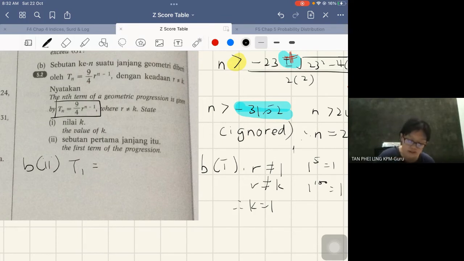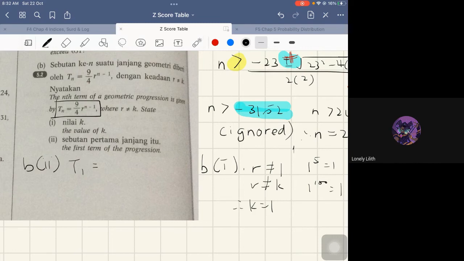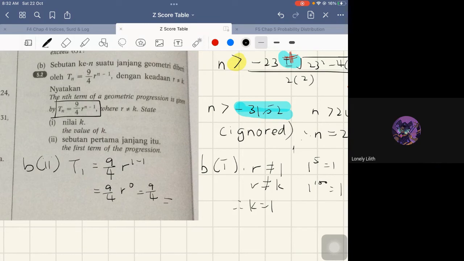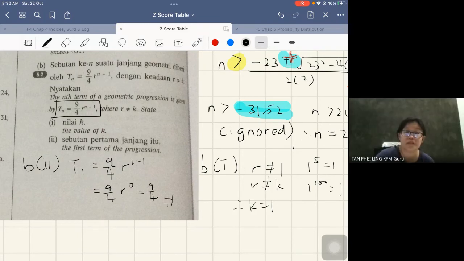So T1, can I move on to number 2? Okay, so they want the first term of the progression, so T1. Every time when they give you a formula, it's very easy. You just put in. So the n is 1 minus 1, which will be 0. So now you have 9 over 4. Anything power 0 is 1, right? So it's just 9 over 4. Yep, that's it. Okay, done. This is GP.